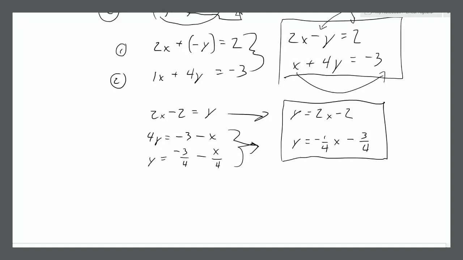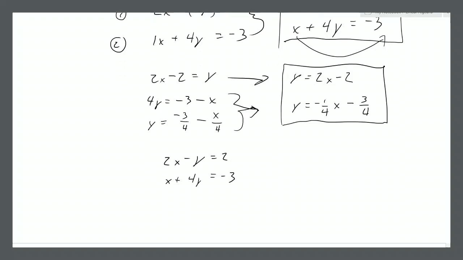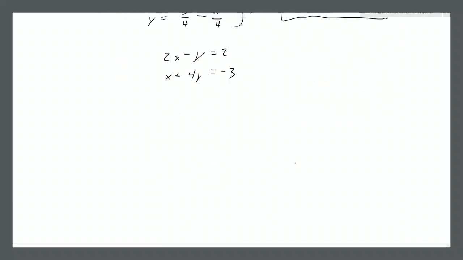2x minus y equals 2, and x plus 4y equals negative 3. So a typical way of doing this, you isolate for y, which you can do here, right? And we already did that. We wrote y equals 2x minus 2, and then you plug that into the other equation, right? So x plus 4, and then instead of y, you write 2x minus 2, and then equals negative 3.